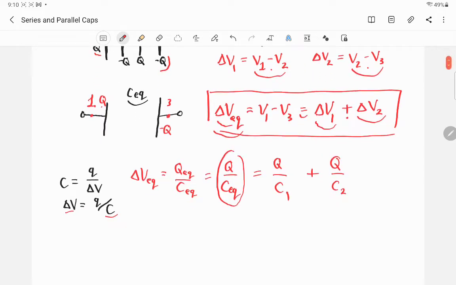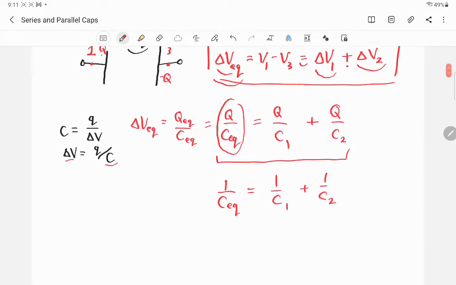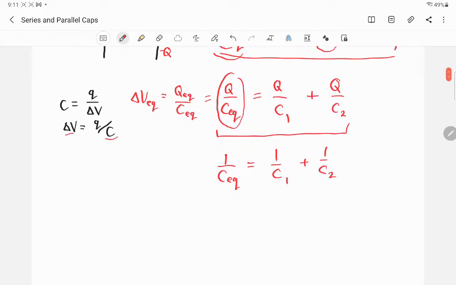And this is where I'm going to write, right? Can you see that the capital Q is a common factor? So it's not relevant to this relationship. What's relevant is this. So you have to be really careful with this formula.